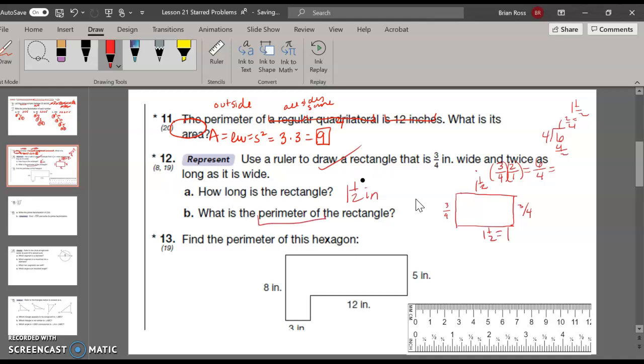To do that, I'm going to change this back to 1 2/4, so we have a common denominator. So I have 3/4 plus 3/4 is 6/4. Okay. Actually, I could use 6/4 because I have 2 of those. So 6/4 plus 6/4, that's the 2 long sides, is 12/4. 12/4 plus 6/4 is 18/4.